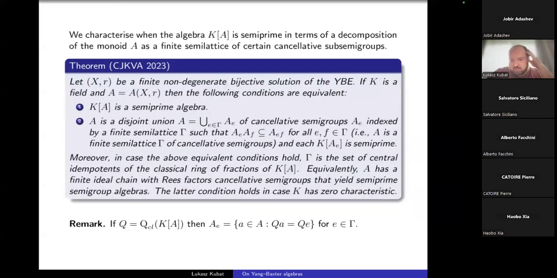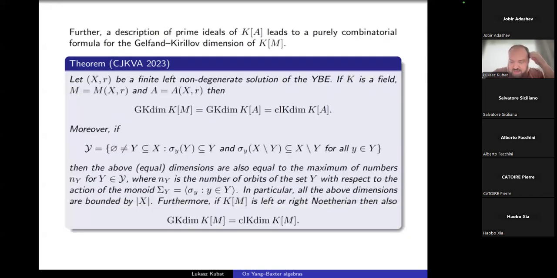So I just tell you that there is also a possibility to reduce the problem of semi-primeness of the Yang-Baxter algebras to certain properties of the monoids related to solutions, and these problems are again finitary in nature. The conditions you have to check are just finite. It's also possible to determine the exact formulas for dimensions of algebras that appear.